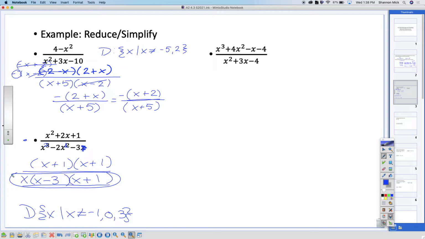Okay, now I know what you're asking. I can only reduce one of these x plus 1s, correct? Because I only have one x plus 1. If I had 2, could I reduce both of them? Yeah. Okay, if I have 8 over 2, I can't reduce all the 2's in the 8, can I? No. Okay, so anything else?